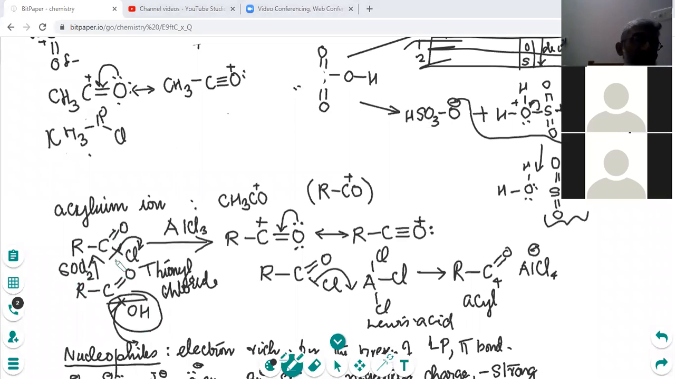Now, why is Cl a better leaving group than OH? See here, this is Cl, this is OH. A better leaving group means it is easy to break this bond. This is what is called a better leaving group, so that the Cl goes as Cl minus, and OH goes as OH minus.